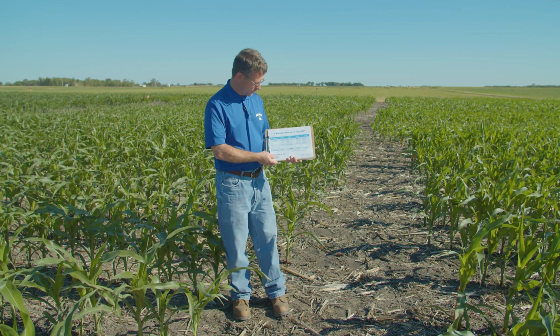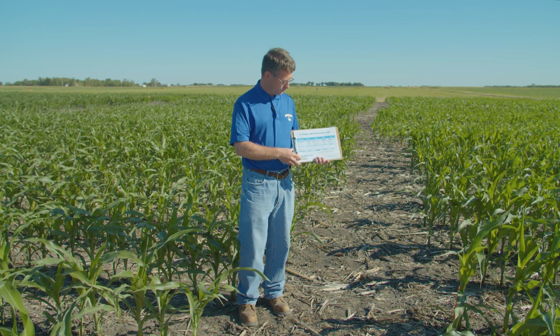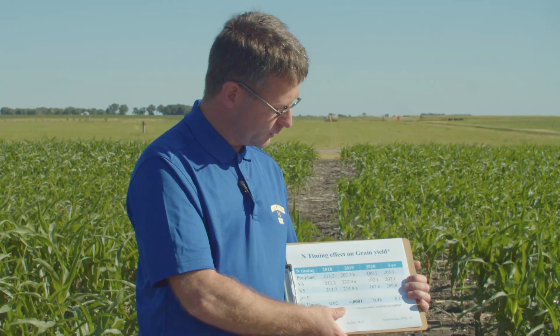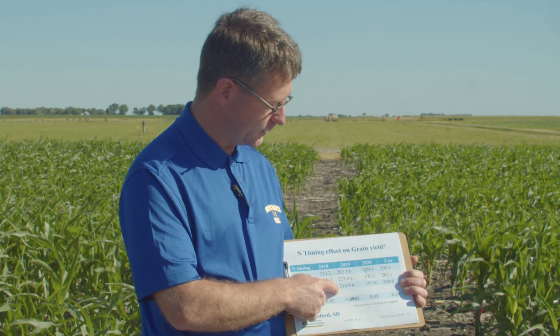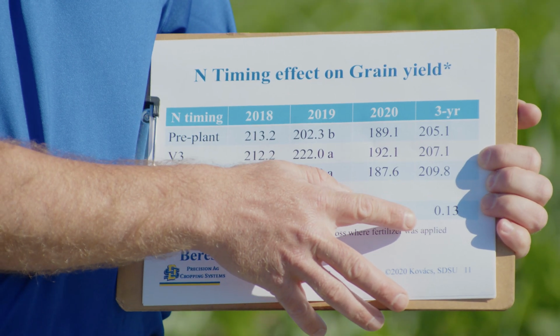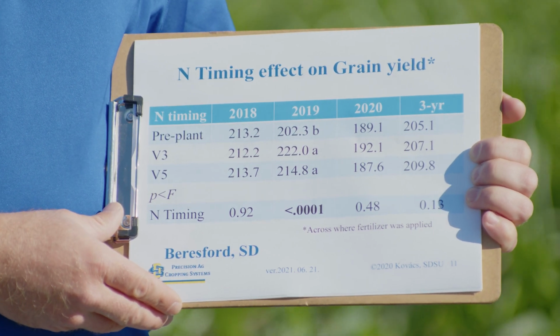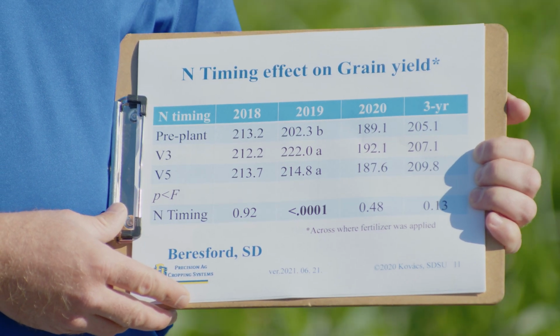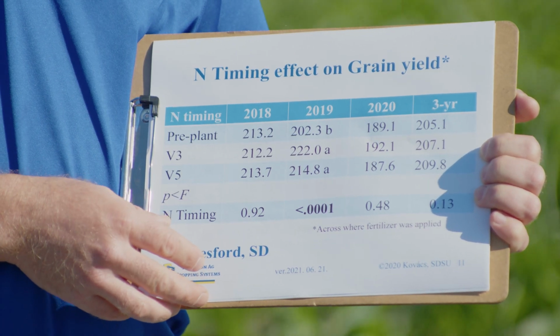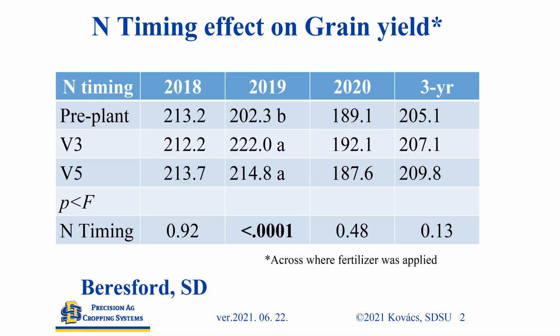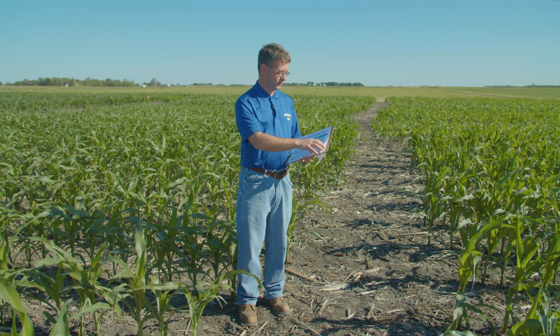If I want to quickly summarize just the timing effect, we can see that the split application only improved yield in 2019, and when we look at the overall 3-year averages, we produced similar grain yields whether it was a pre-plant application or we split the nitrogen up. When we did the split application, we applied about 40 pounds of nitrogen at planting, and then the remainder of the nitrogen was applied at the 3 or 5 leaf growth stages.